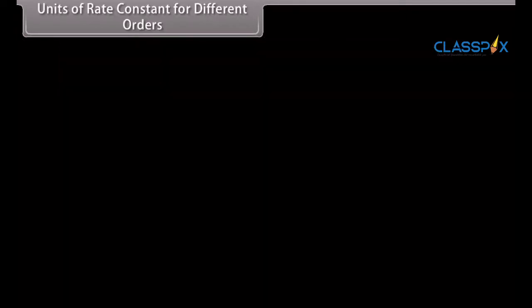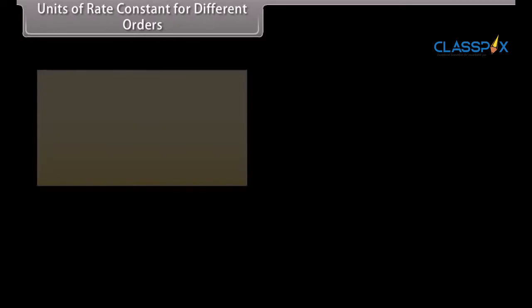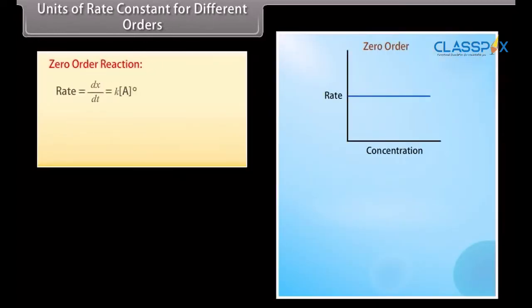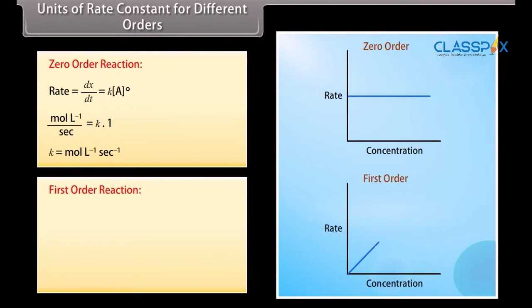Units of rate constant for different orders. Zero-order reaction. Rate is equal to dx by dt, which is equal to the product of k and a raised to the power 0. Thus, units of rate constant for zero-order reaction are mole per liter per second. First-order reaction. Rate is equal to dx by dt, which is equal to the product of k and a raised to the power 1. Thus, the unit of rate constant for first-order reaction is per second.